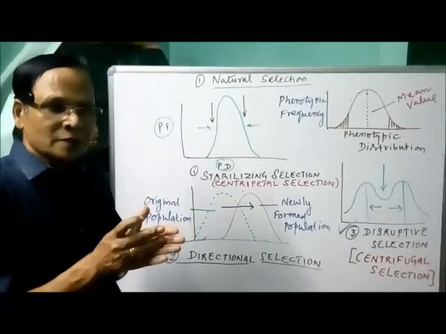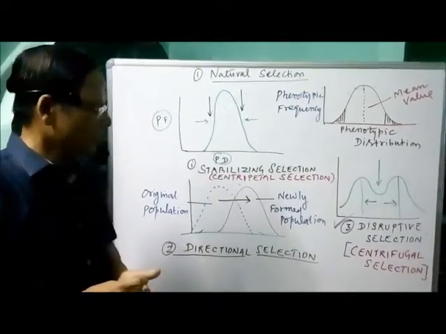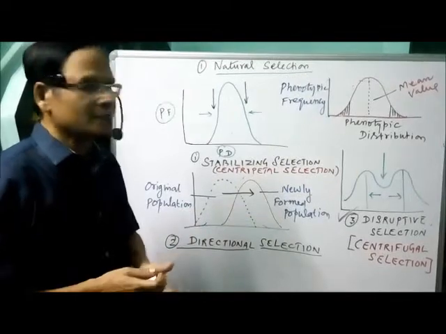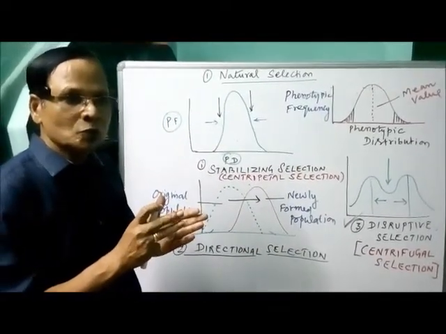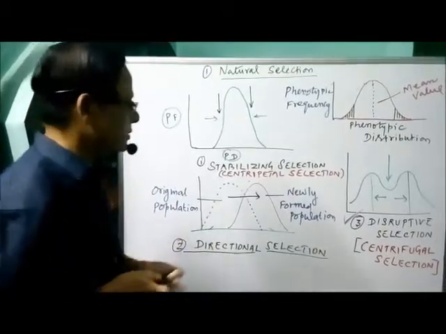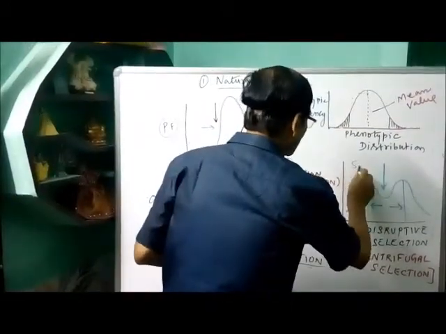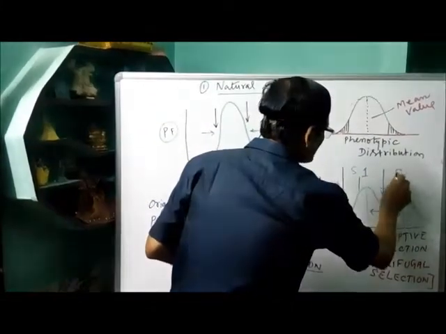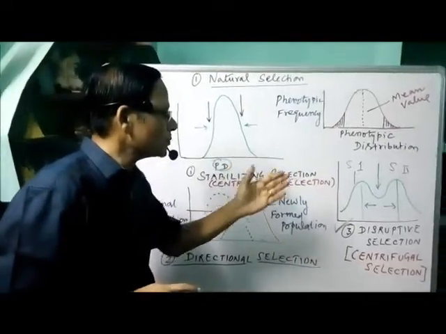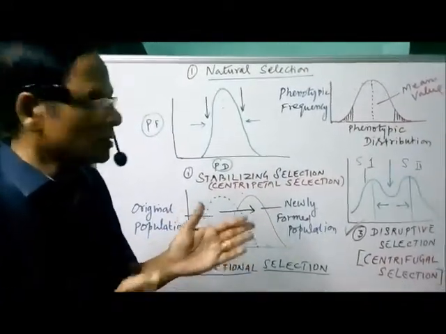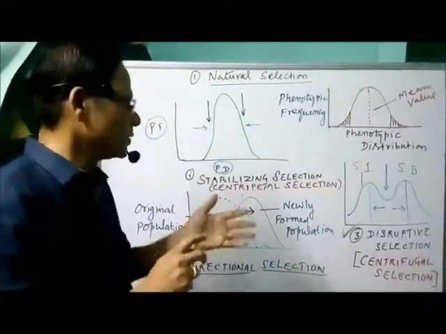Now it occurs from the center towards the periphery. That's why it's called centrifugal selection. It divides the entire population into two subpopulations or species. Now this is subpopulation 1 and this is subpopulation 2. These are the two populations which are produced by the splitting of the entire population into two subpopulations, or actually you see that, one species.